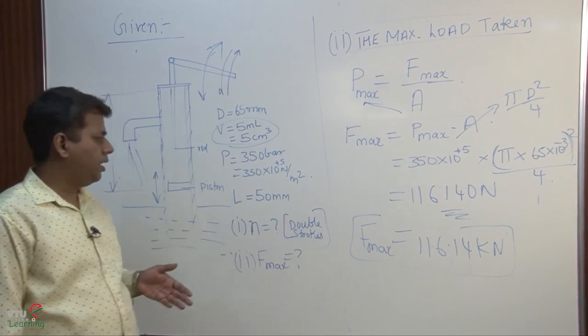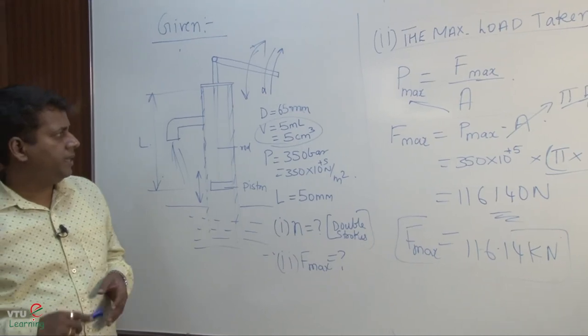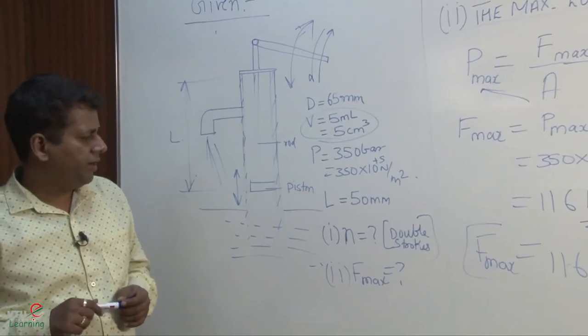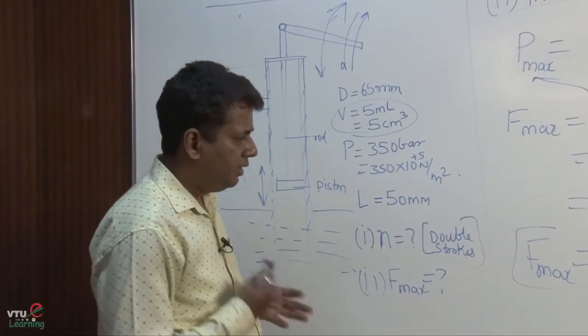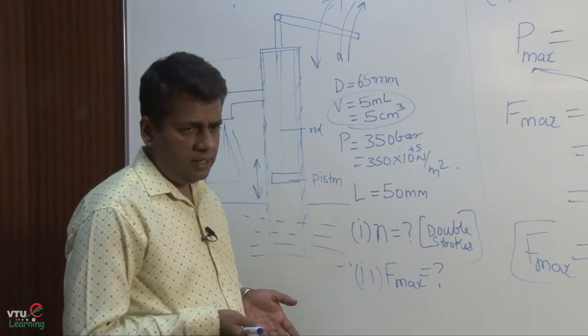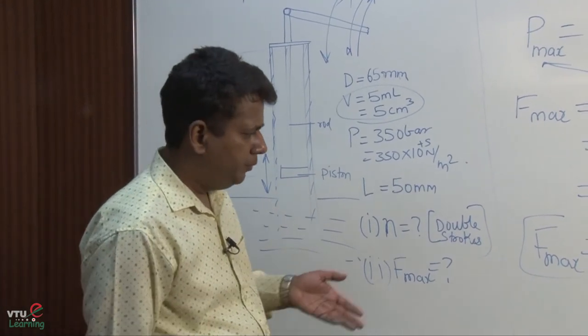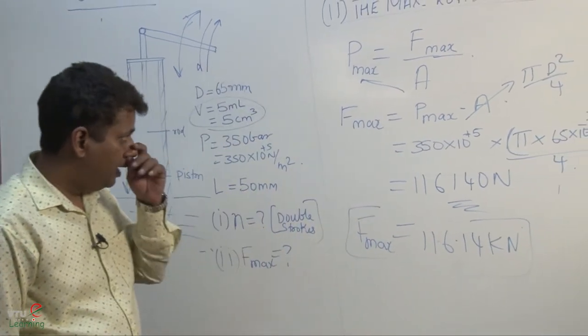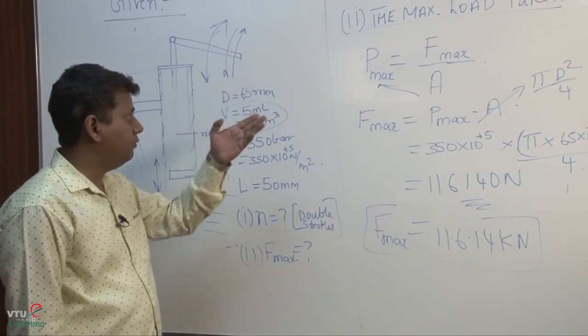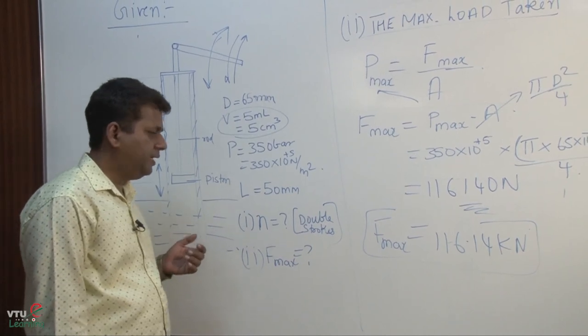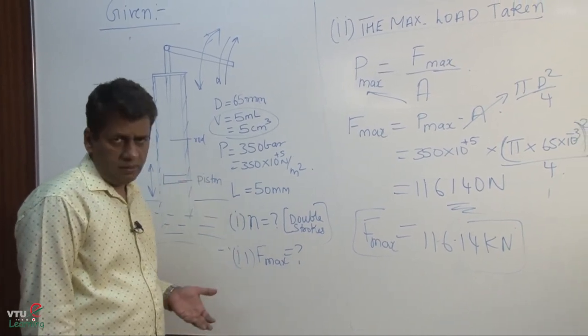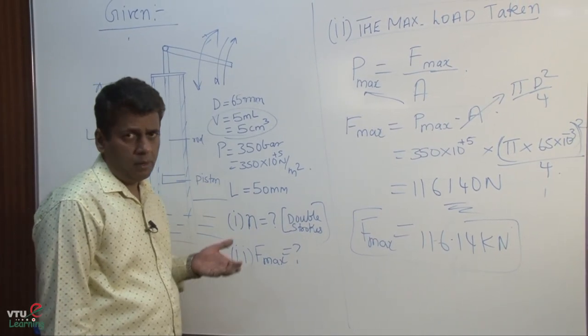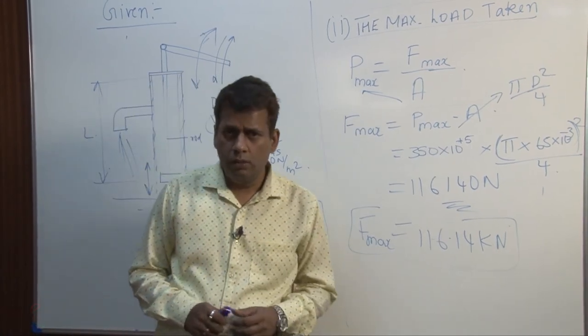So this is one such problem. If you compare the data, you will find that it requires 33 strokes to develop a maximum force of 116 kilonewton with an applied pressure of 350 bar, right. So this is the solution for this problem. So I will stop.